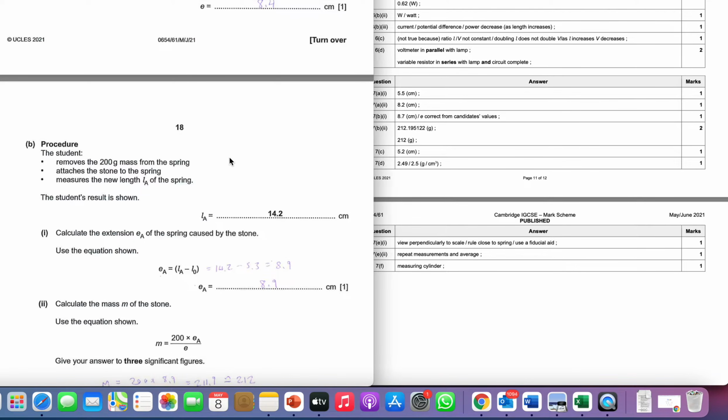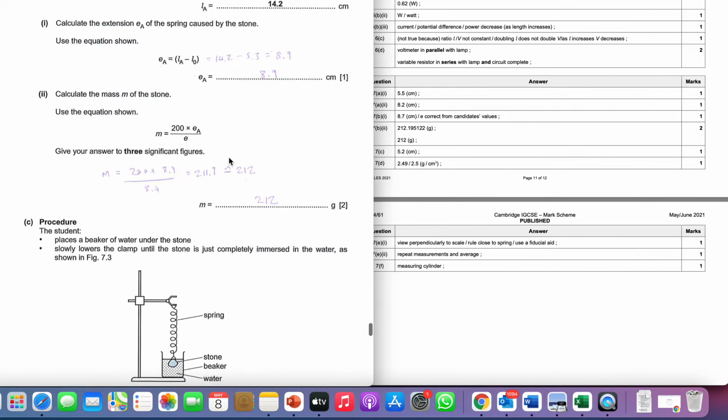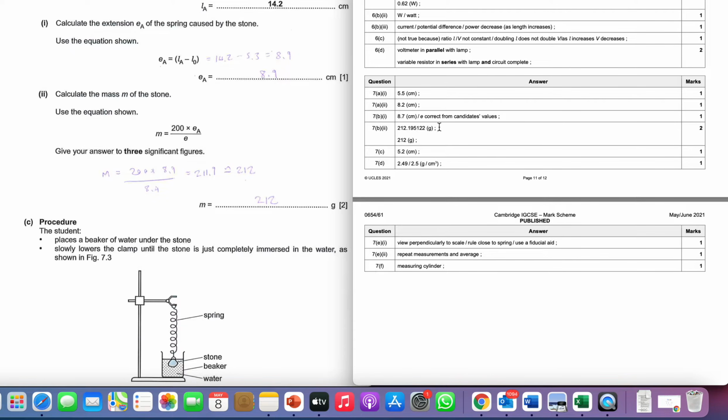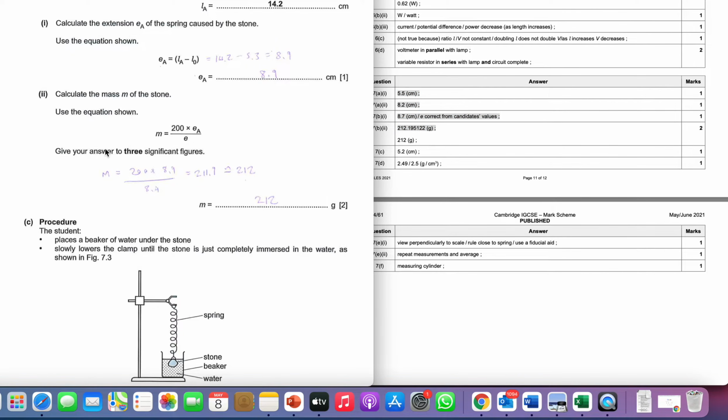We're then going to take our values and use them to calculate the mass of stone. We do so simply by multiplying 200 by EA and dividing by E, and we end up with a value of 211.9. Again, it's different to the mark scheme, but that's fine. The bit we do have to pay attention to is changing the answer to 3 significant figures. This is something that students often forget to do, and it's an easy mark to get as well. All we need to do is remember our rules on significant figures and go from there.